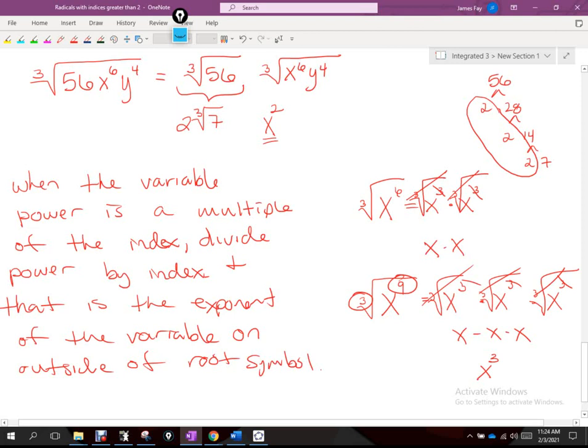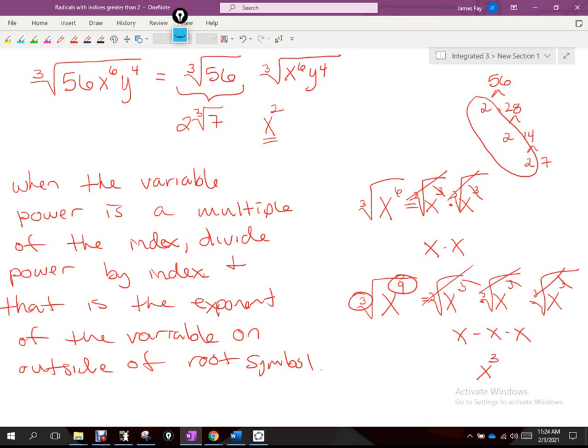We took 6 divided by 3, and it gives us 2. We get x squared out from the radical. Now I look at y to the 4th. Y to the 4th is not a multiple of 3, right? 4 is not a multiple of 3.